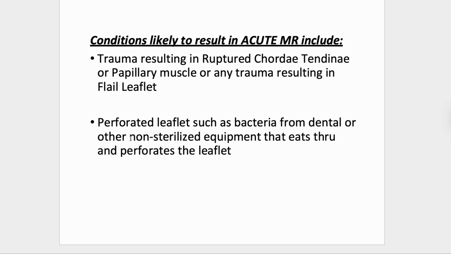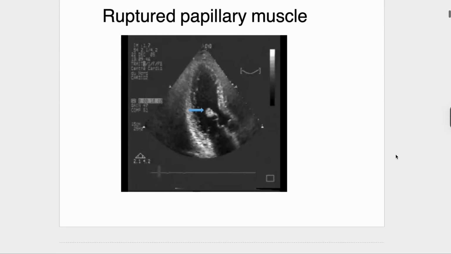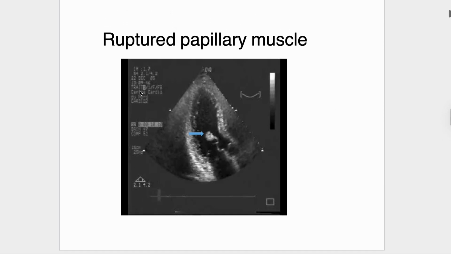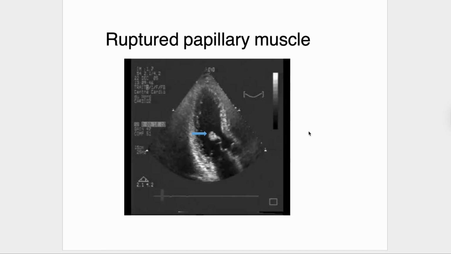This can also be done through non-sterilized equipment, right? That's why it's very important that when you go to the dentist and things like this, that they really get in there and clean those tools. That's why they're very serious about that. This is an example of a ruptured papillary muscle, right? It's not on the wall like it should be. It's kind of flailing off. We can see that.